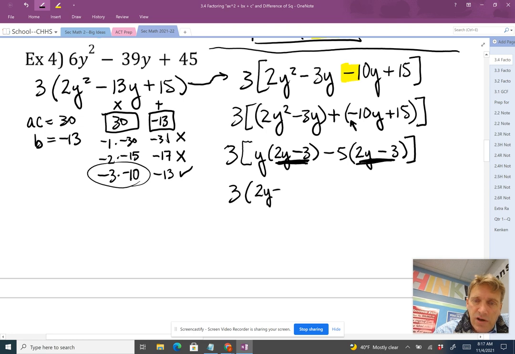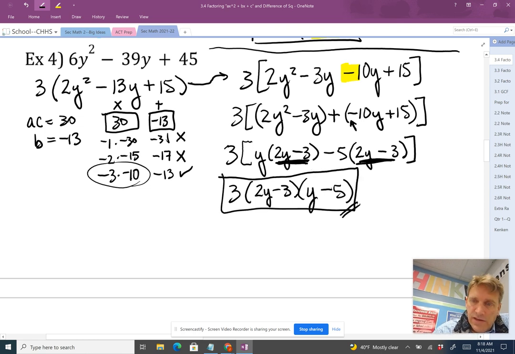2y minus 3 is our common binomial factor. And then when I take it out of the first group, I'm left with y. And when I take it out of the second group, I'm left with minus 5. And so this, my friends, is factored form.